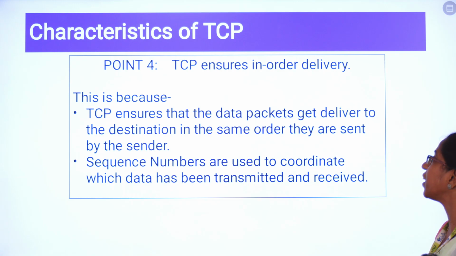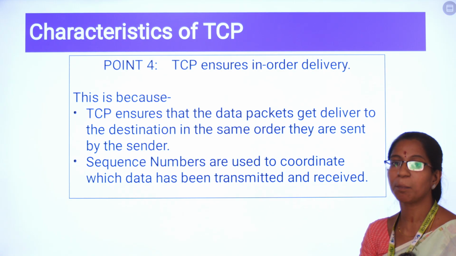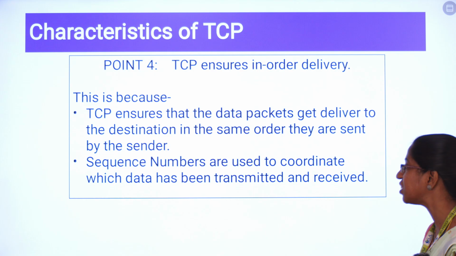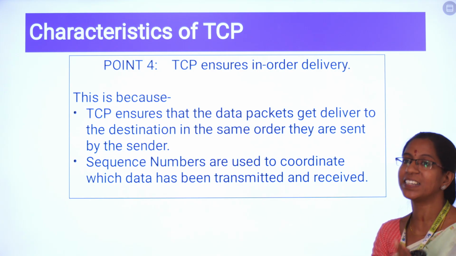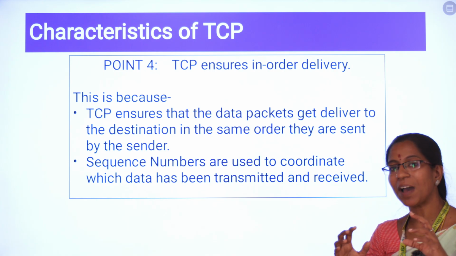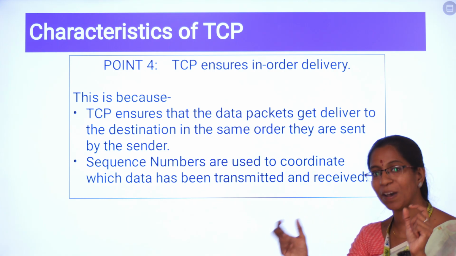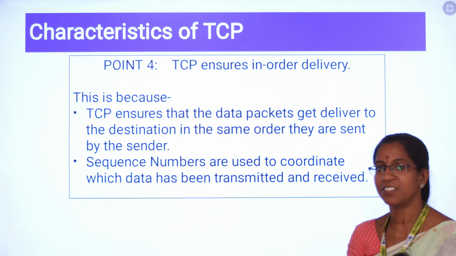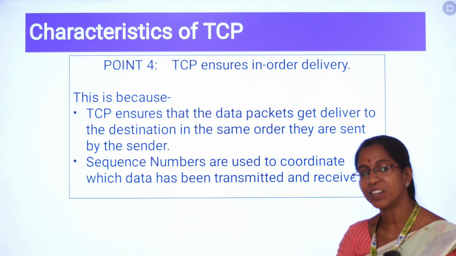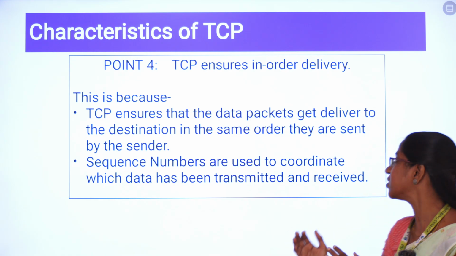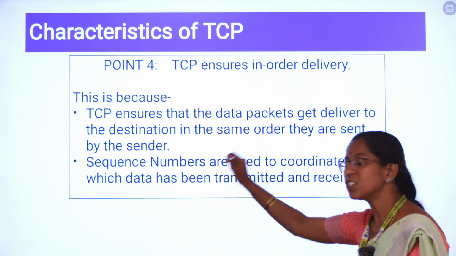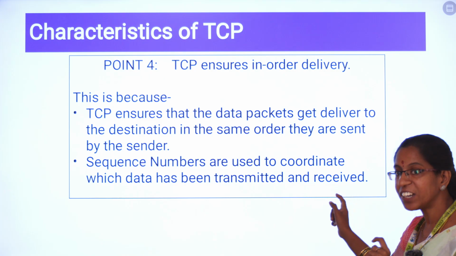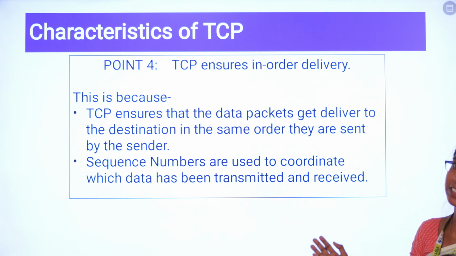Then fourth point, TCP ensures in-order delivery of data packets. TCP ensures that packets get delivered to the destination in the same order they were sent by the sender. The sender sends data packets starting from a sequence number, covering some bytes of data. The correct order should be received by the receiver. This is in-order delivery. Whatever format the sender sends, the receiver gets the same format. For that purpose, we use one field called the sequence number. Sequence numbers are used to coordinate which data has been transmitted and received.